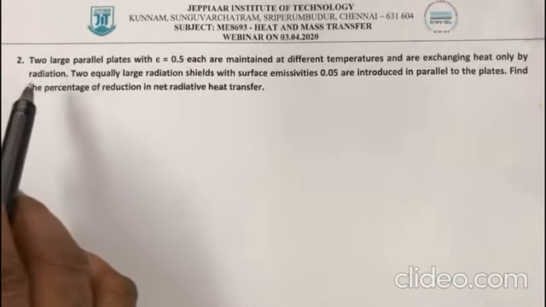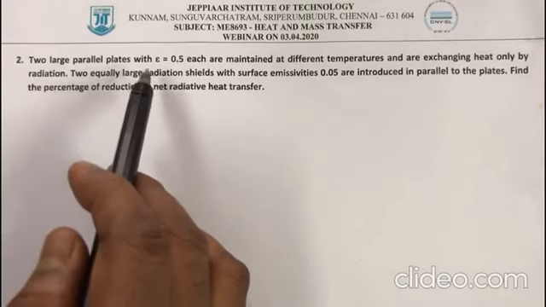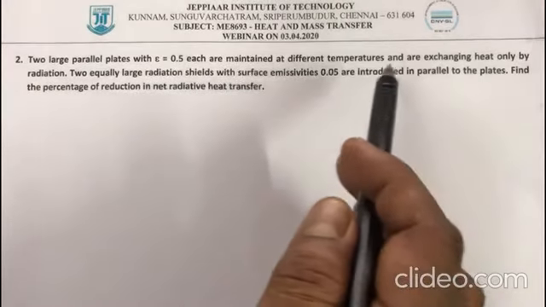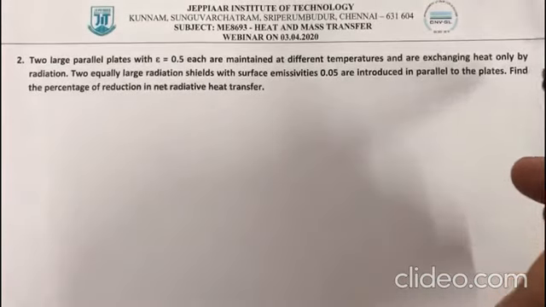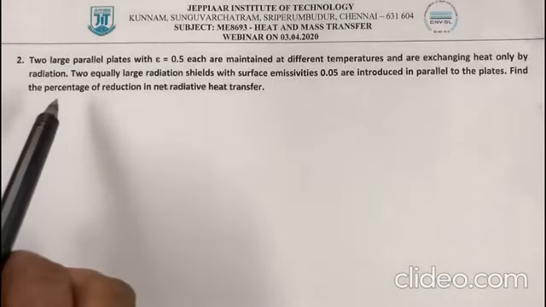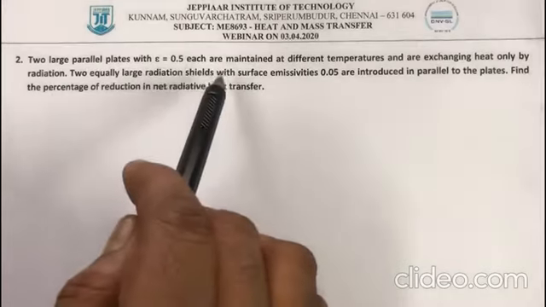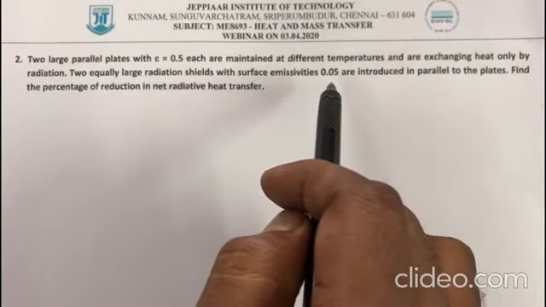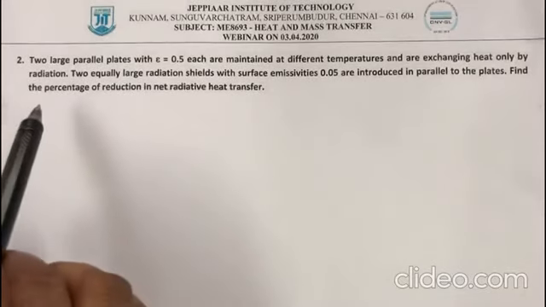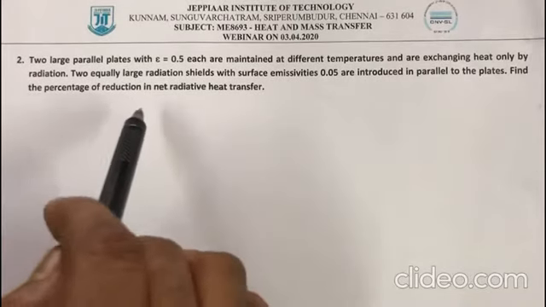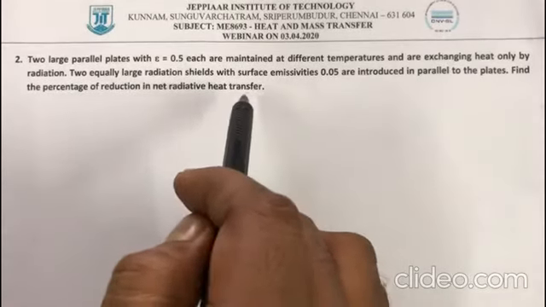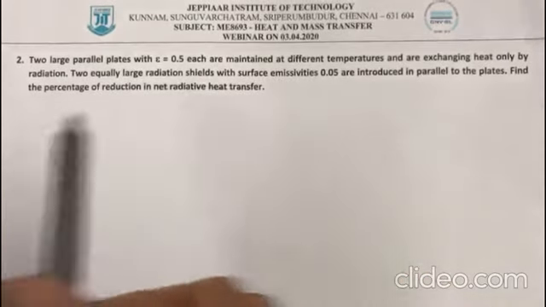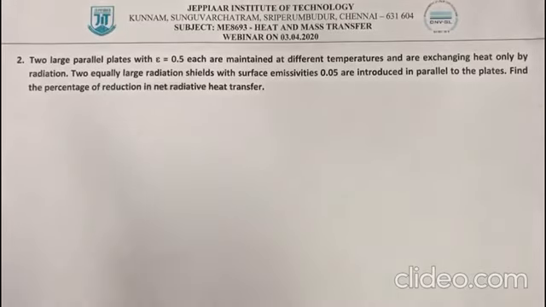So we have two large parallel plates with emissivity 0.5. They are maintained at different temperatures and they are exchanging heat only by radiation. So we have two equally large radiation shields kept between them. Their surface emissivities are 0.05. So you have been asked to find out the percentage of reduction in net radiative heat transfer because of introducing these two large radiation shields in between these two large parallel plates.